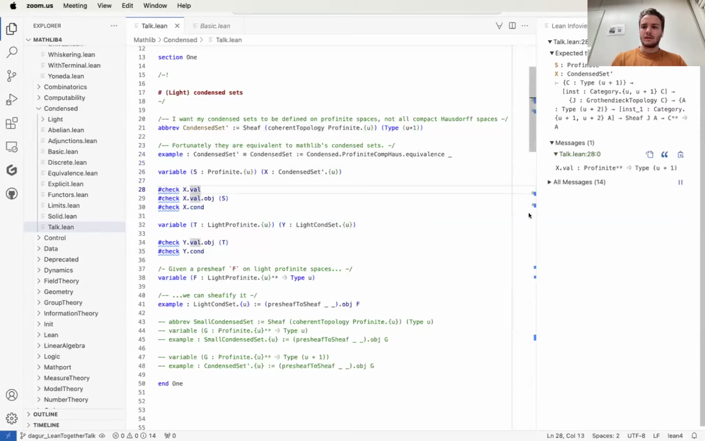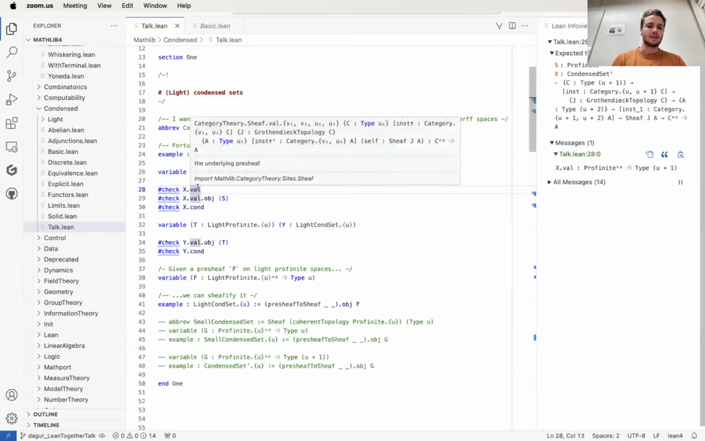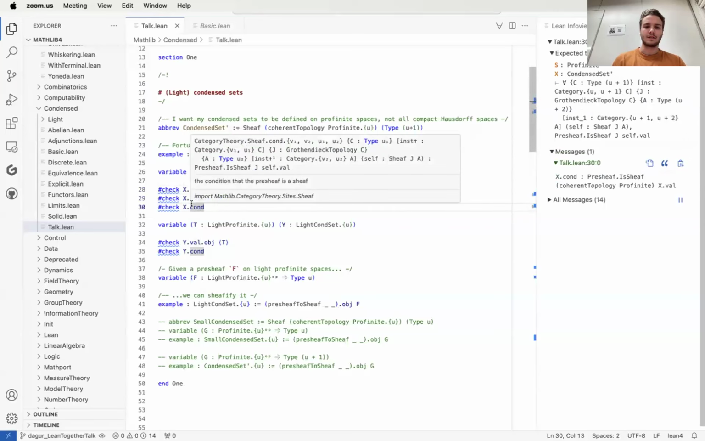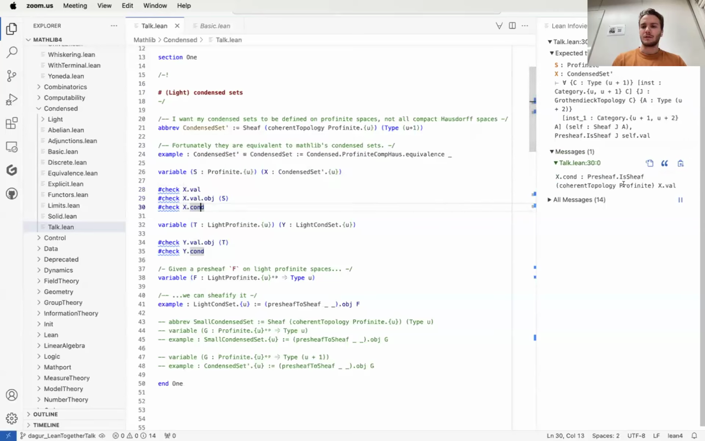Yeah, so a sheaf is a structure with two fields. X.val is just a pre-sheaf, and we can evaluate it on S, to get a type U plus 1, and then the second field of the structure is the sheaf condition, which I won't go into too much.